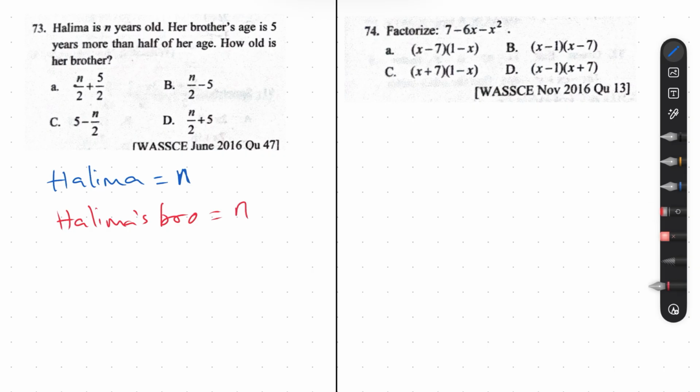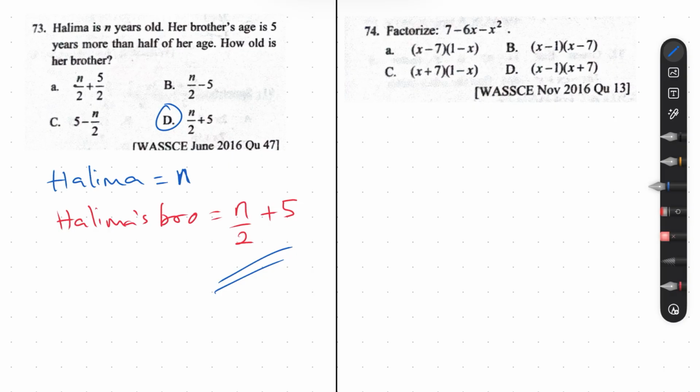N over 2. Half of her age, and then her brother is what? 5 years more than half of her age, so plus 5. So that is Halima's brother's age. We have that in our answer. N over 2 plus 5, yes, which is D. Cool. Let's move on to question number 74.